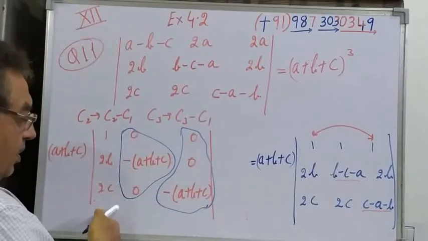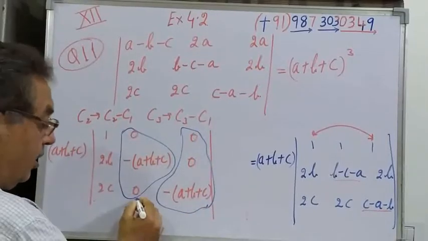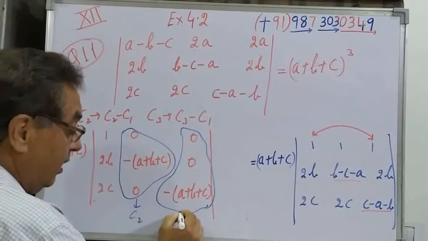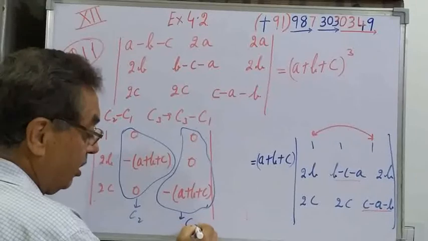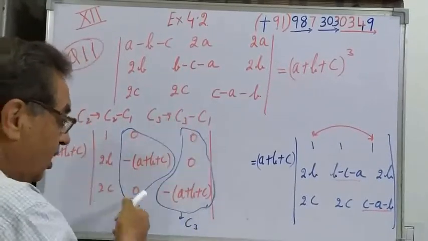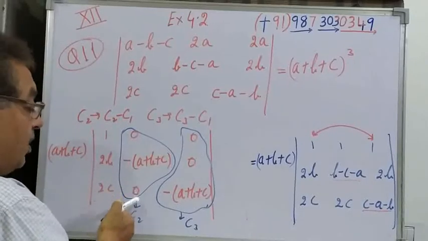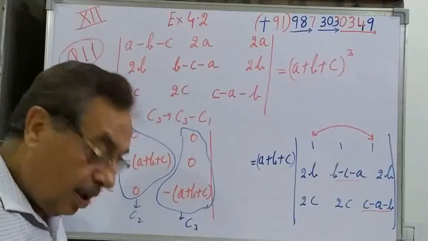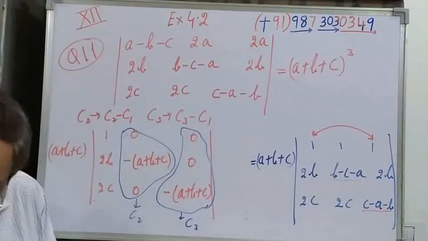In both of these, C2 and C3, this is our C2 and this is our C3. So taking out the common (A + B + C) from C2 and C3, it becomes (A + B + C) whole cube, and that is what I am supposed to prove.